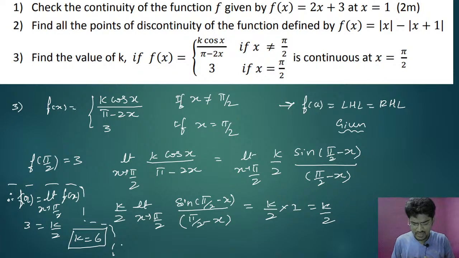Previously, some of you gave k equal to 3 by 2, k equal to 3. Those all are wrong answers. You can go through this. K equal to 6 will be the correct answer for this. So if you have any doubts, you can ask.